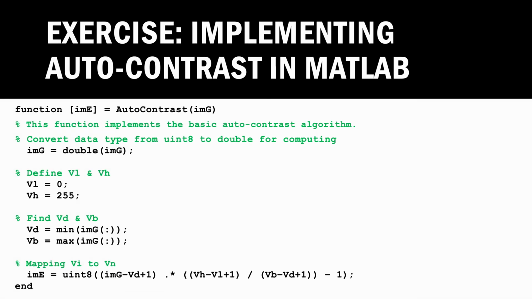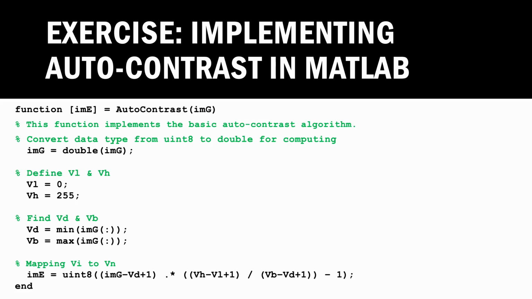This slide shows the complete MATLAB implementation of auto-contrast. First, we convert IMG to double, so that all calculations are accurate and precise. Then we define the output intensity range, setting VL to 0 and VH to 255.